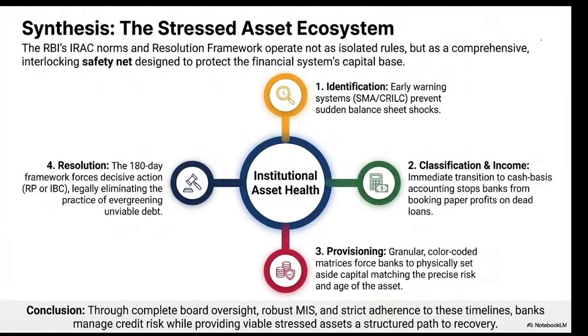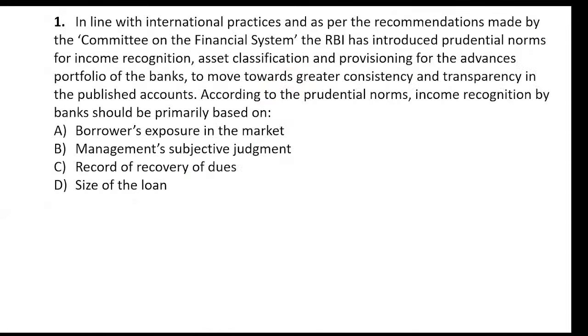For the first month, if I have not paid the amount, it is SMA 0. For the second month, it will be SMA 1. For the third month, basically, it will be SMA 2. Classification of income, provisioning, etc. Question number 1 is on the screen now. C is the correct answer.